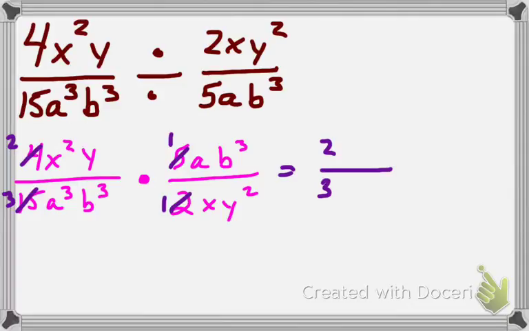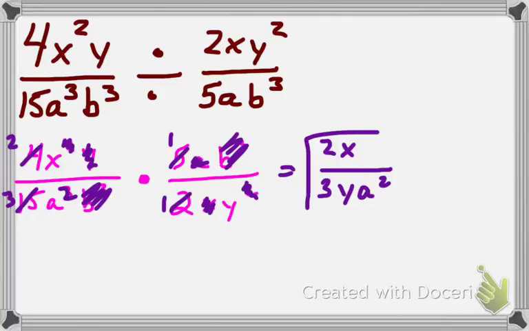All right. I have 4 different letters here. We can take them one at a time. X, looking at it, I should have 1 on top. Y, I should have 1 on bottom. A, I should have 2 on bottom. And B should be gone because they both cancel. So I think the answer is that.